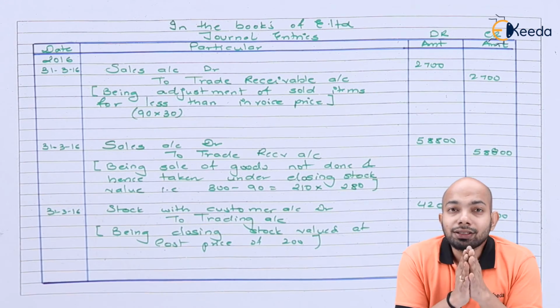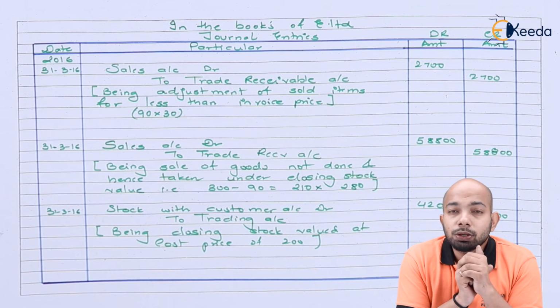I hope this illustration gave you a lot of clarity about how the journal entries are supposed to be passed and how the closing stock is supposed to be taken into consideration.